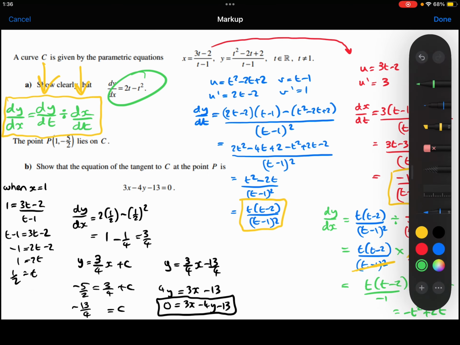Moving on to part B. We're told that the point P, which has got the coordinate 1, minus 5 over 2, lies on the curve. And we need to show the equation of the tangent. So I'm thinking y equals mx plus c. And I'm thinking I want to use the gradient function to work out what the gradient of the tangent is going to be. The problem is I don't know what t is at this point, but that's fine because I know that the x coordinate is 1.